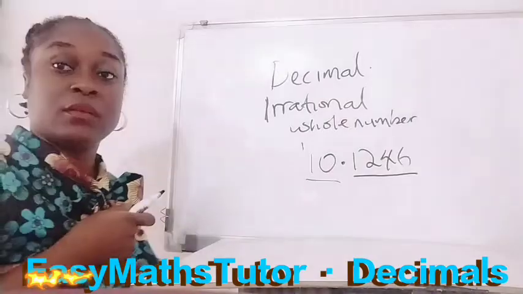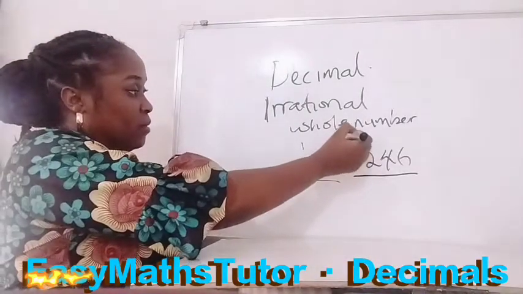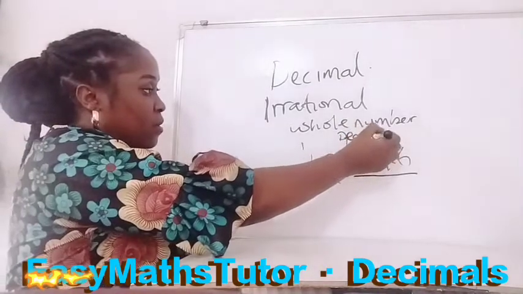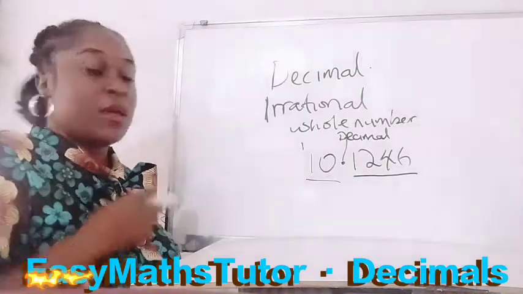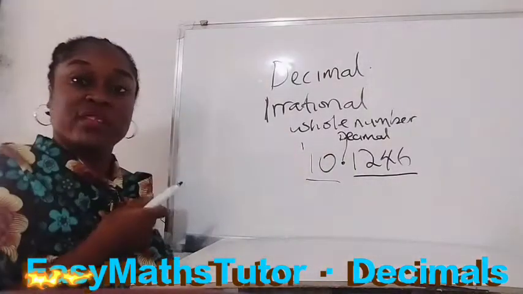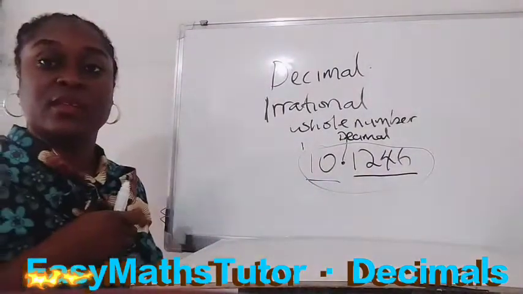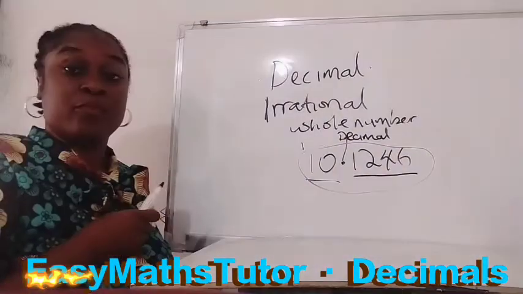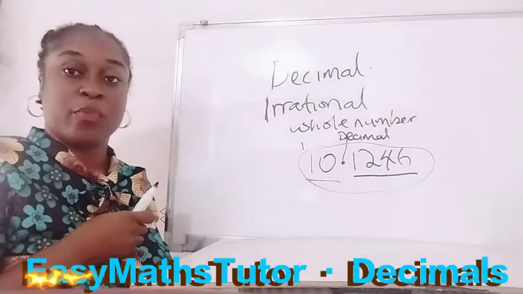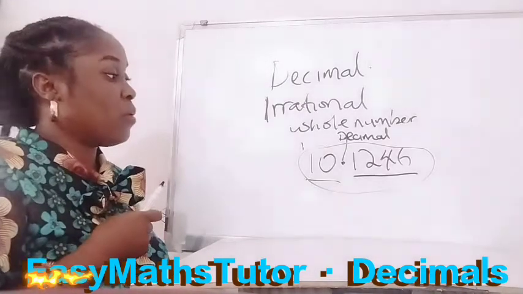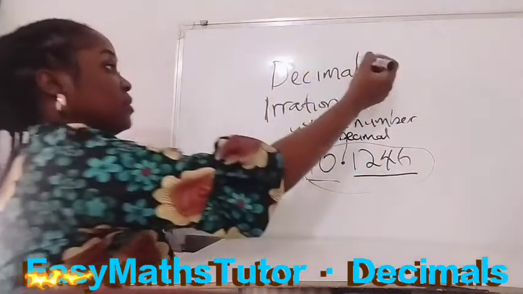Now, a decimal consists of a point known as a decimal point. And this point can be converted, it makes this figure to be converted to a mixed fraction or a proper fraction. So if I want to convert a decimal to a fraction, it will look something like this.